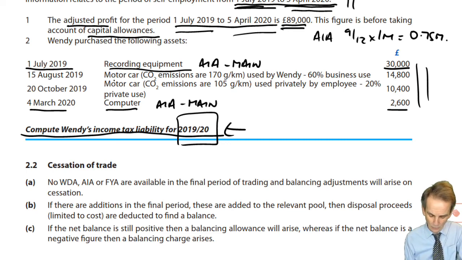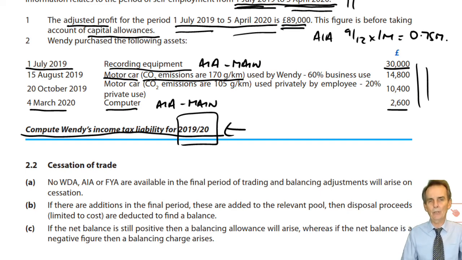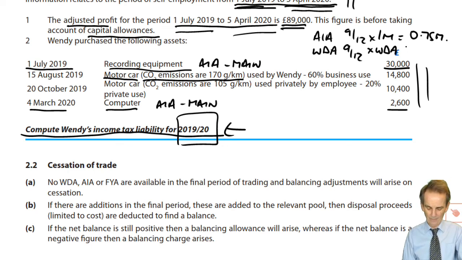First one, on the 15th of August 19, motor car, CO2 emissions, 170 grams per kilometre. That's in excess of 110, so any writing down allowance, and it will only be writing down allowance that is available here, is going to be restricted to 6%. But of course, for writing down allowance purposes, time apportionment applies. So we'll have 9/12 times whatever the writing down allowance would be.